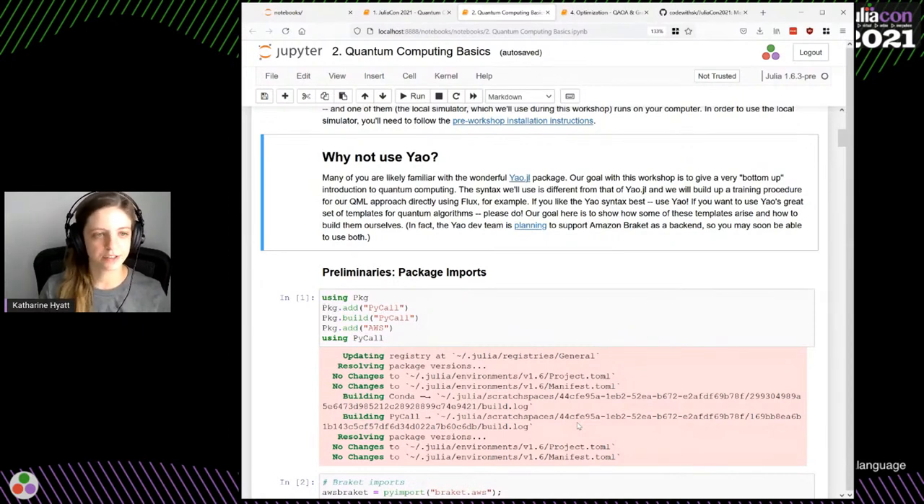One other exciting little fact is that the Yao team is planning to support Amazon Braket as a backend for some of their simulators, and even let you, again, run on real quantum devices. They have a new package out for that that we've linked here. So if you're interested, definitely go check that out. I'm sure they would love to have more people testing it.